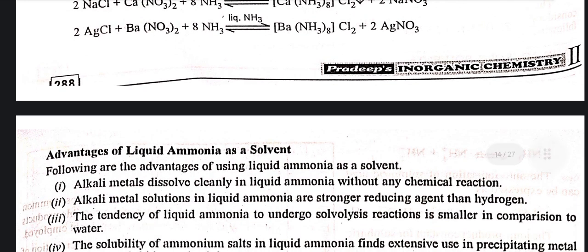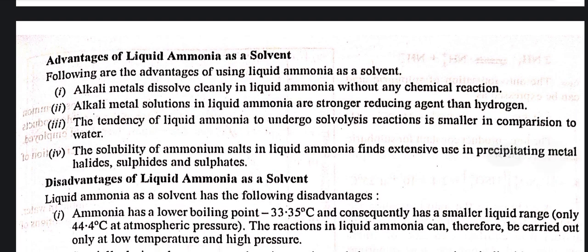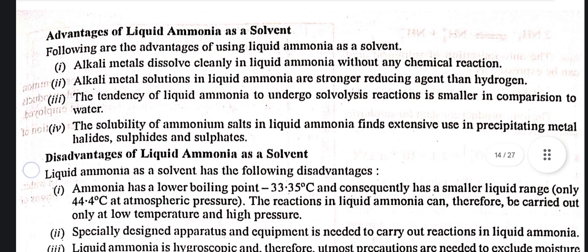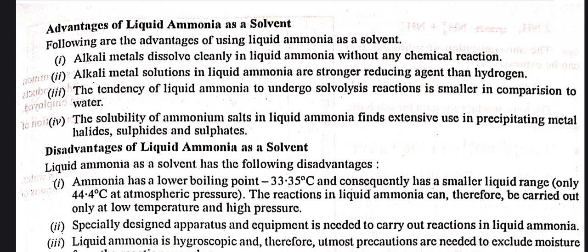Advantages of liquid ammonia as a solvent. Following are the advantages of using liquid ammonia as a solvent. Alkali metals dissolve cleanly in liquid ammonia without any chemical reaction. Alkali metal solutions in liquid ammonia are stronger reducing agents than hydrogen. The tendency of liquid ammonia to undergo solvolysis reactions is smaller in comparison to water. The solubility of ammonium salts in liquid ammonia finds extensive use in precipitating metal halides, sulfides, and sulfates.